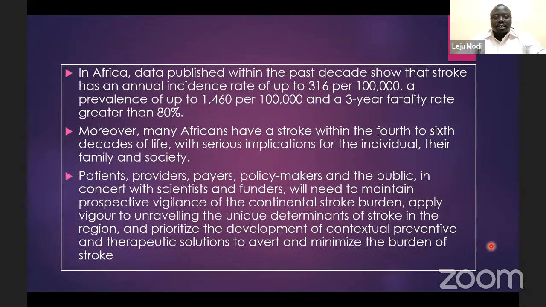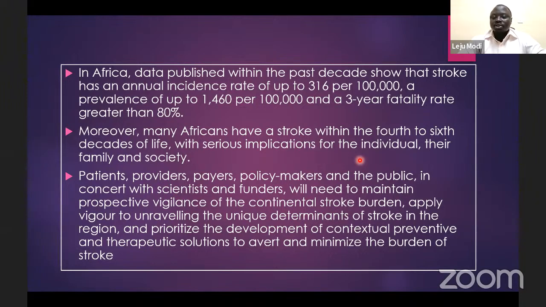In Africa, data published within the past decade shows that stroke has an annual incidence rate of about 316 per 100,000. So if in the town you are in now there are 100,000 people counted, about 316 of them could develop stroke or could actually be having stroke. That is in Africa. Moreover, many Africans have a stroke within the 4th to the 6th decades of their lives. So the most common age to get a stroke in Africa is between 40 and 60, okay?